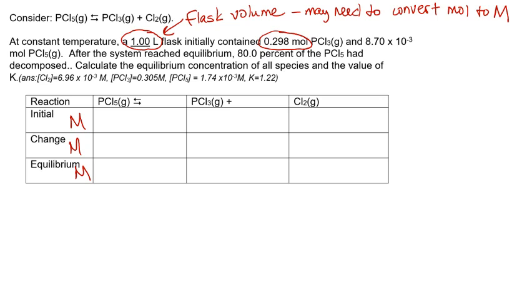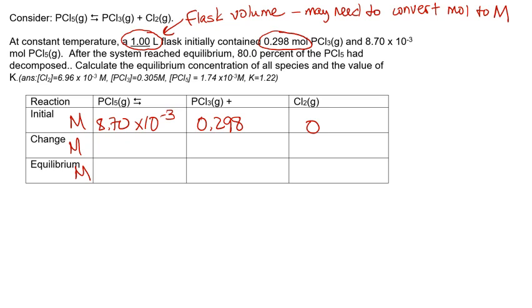Okay, let's see what they told us. We had 0.298 moles of the PCl3. Make sure you put things in the right column. And we had 8.70 times 10 to the negative third. And we didn't have any of the chlorine gas yet, not initially.